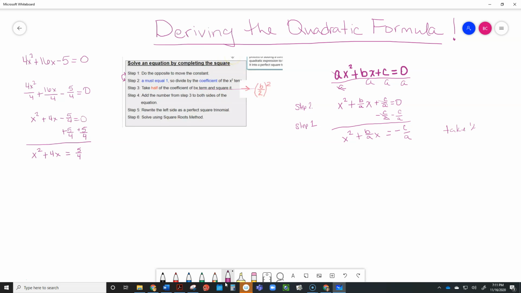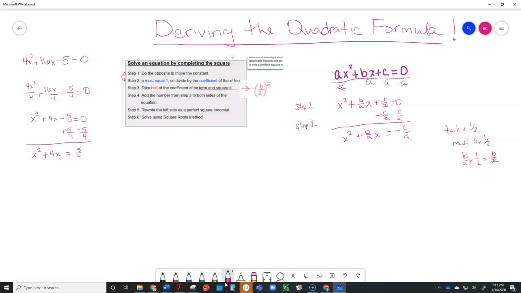So I've got to take half. How do you take half? You take half by multiplying. That means multiply by a half. That's how I'm going to take half of it. So if I take b over a and I multiply it by 1/2, how do you multiply fractions? Top times top, bottom times bottom. You get b times 1, which is b, and a times 2, which is 2a.